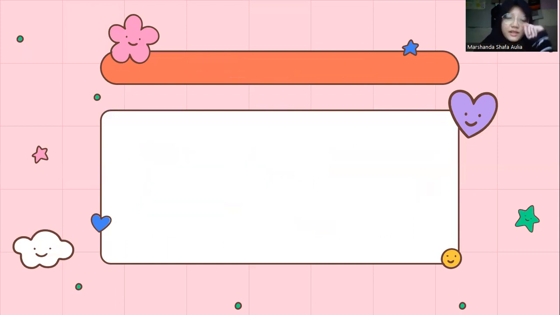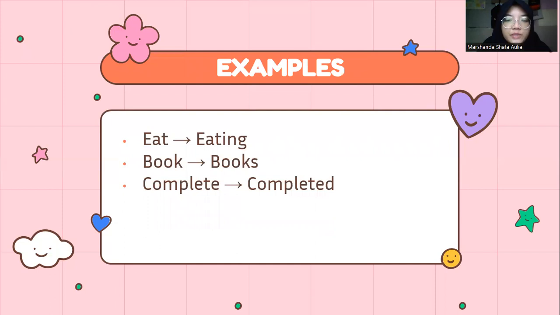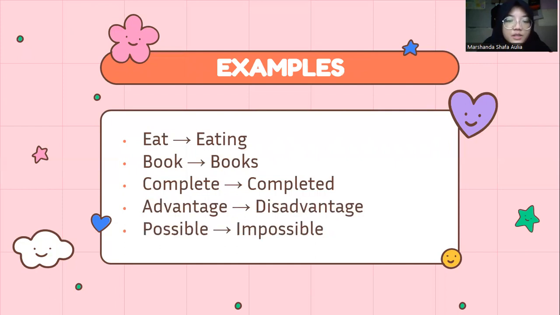So we move to the examples. The first one is eat to eating. It's still a verb. And then book to books, it's still a noun, but it changed from singular to plural. And then we have complete to completed, advantage to disadvantage, and possible to impossible. So it's all still in the same word class or part of speech, but it changed the grammatical information.